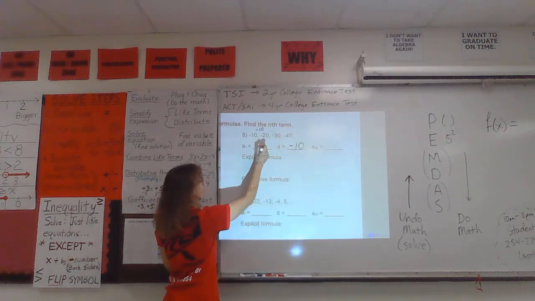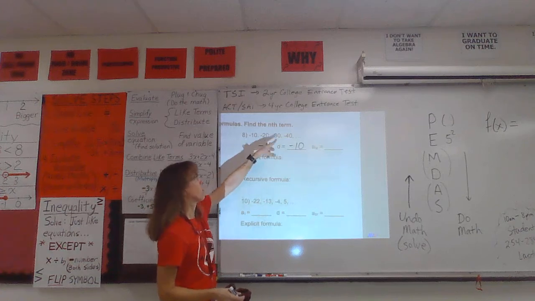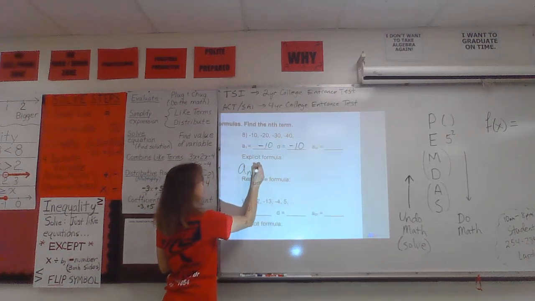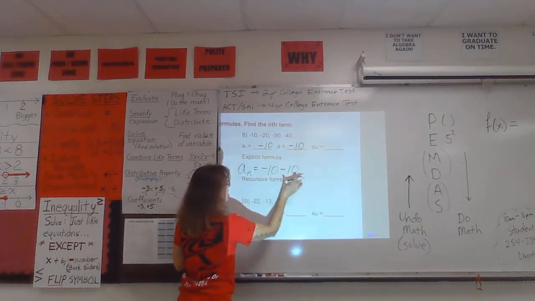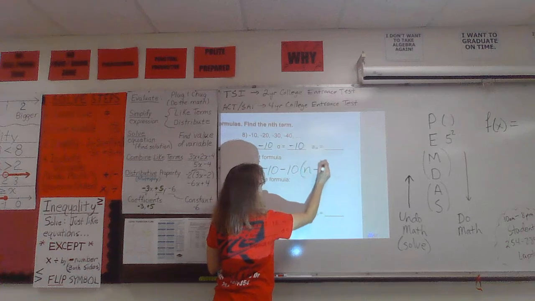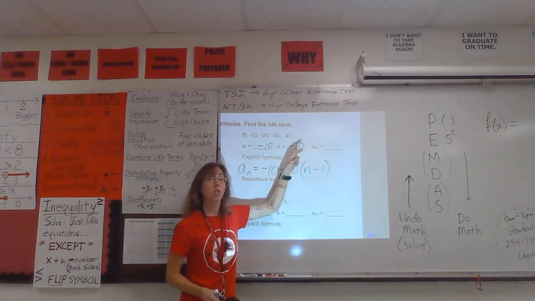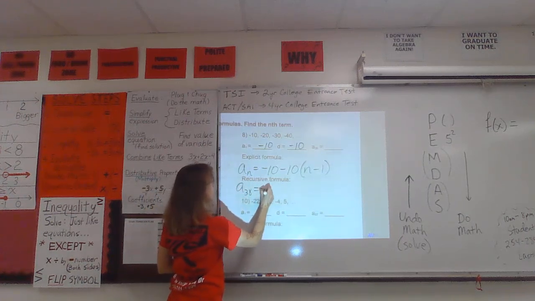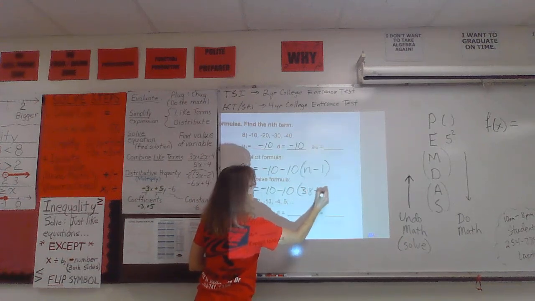A sub 1 is the first term, also negative 10, just happened to start with negative 10, and we are subtracting 10. Explicit formula. A sub n is equal to the first term, and then the pattern, minus 10, your D number, parentheses, n minus 1. We want to find the 38th term, so that's what we're going to use to show the substitution step. A sub 38 is equal to negative 10 minus 10, parentheses, 38 minus 1.